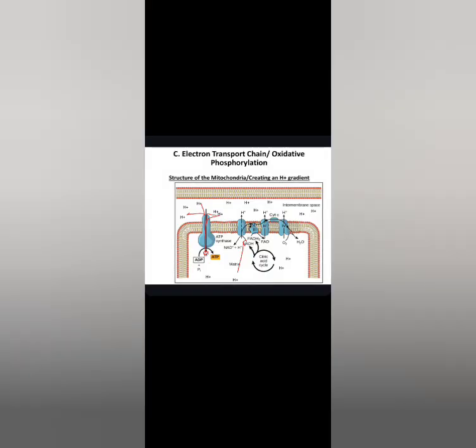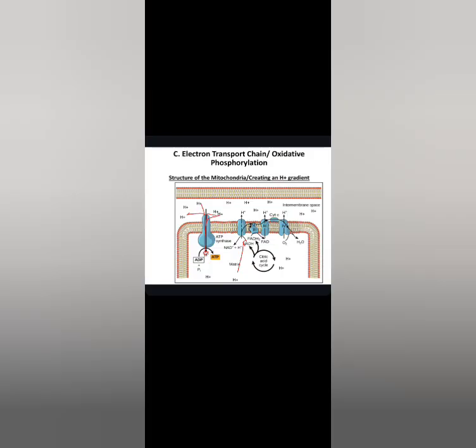And so complex 4 gives up those electrons, has been oxidized, so it's ready to accept more electrons from cytochrome C. If you remember, through the citric acid cycle, we not only make NADH, we also make FADH2. FADH2 gives its high energy electrons to complex 2. Complex 2 passes those electrons to coenzyme Q. Coenzyme Q passes those electrons to complex 3.